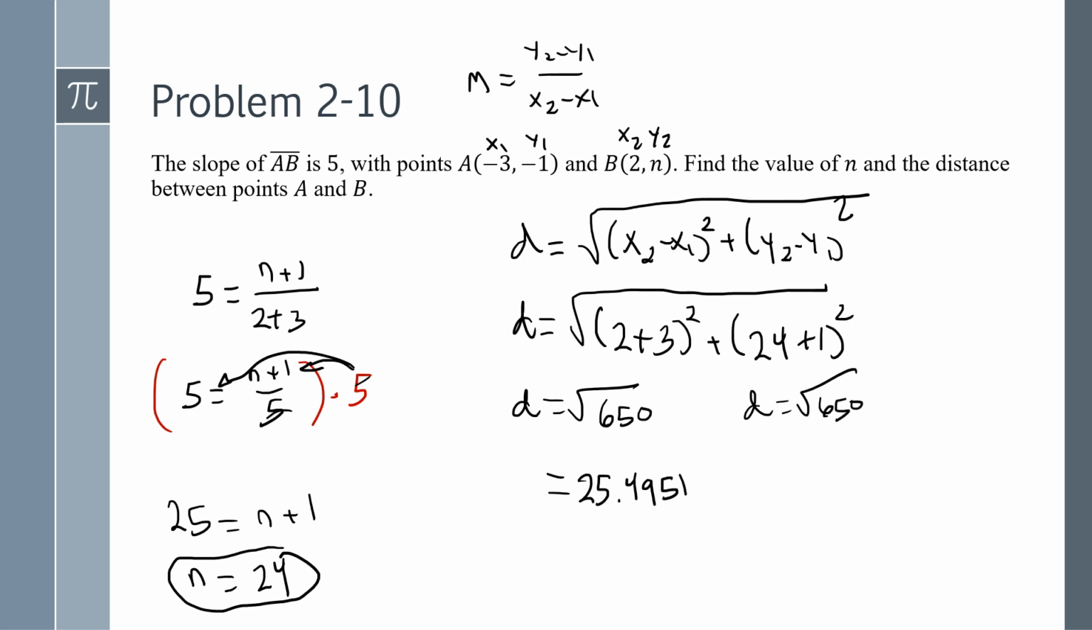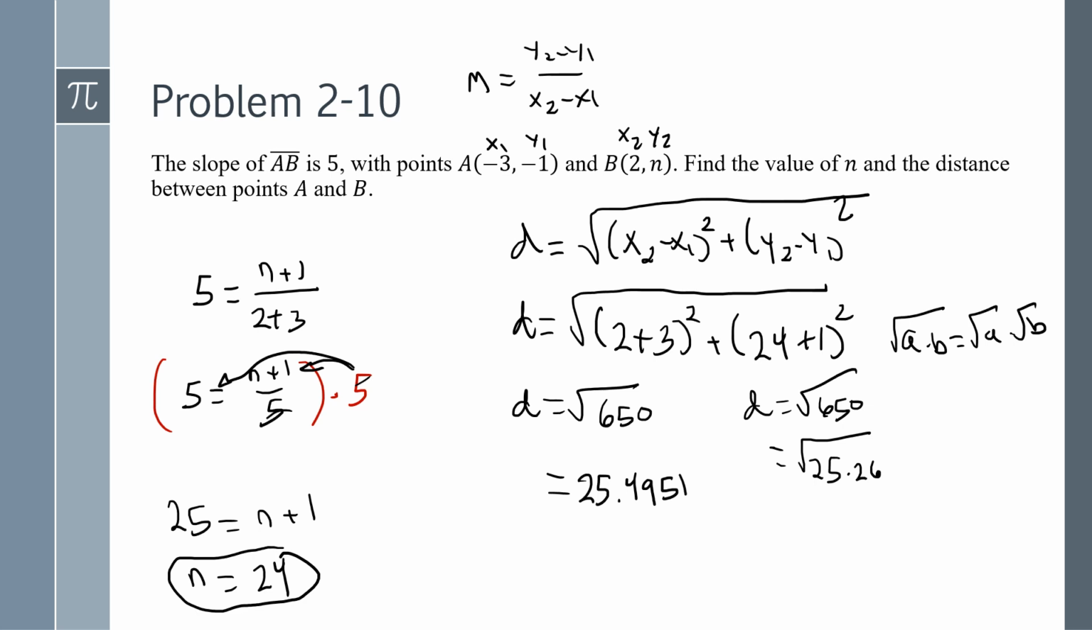We can reduce the radical. So what you do is think of the largest perfect square that goes into 650. Well, I think I'm going to go with 25 because I know 50 is divisible by 25. So 650 divided by 25 is 26. So this is really equal to square root of 25 times 26. Now there's a property that says the square root of a product is equal to the product of the square roots of each factor separately.